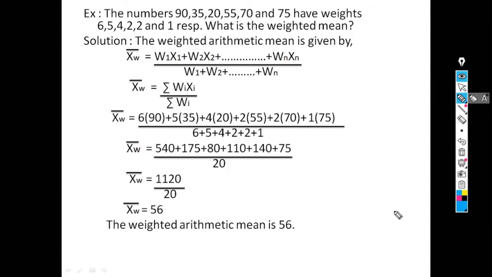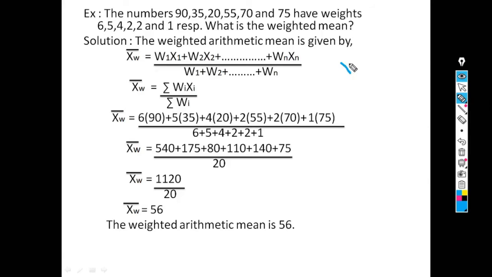For example, the numbers 90, 35, 20, 55, 70 and 75 have weights 6, 5, 4, 2, 2 and 1 respectively. What is the weighted arithmetic mean? Here we have to calculate the weighted arithmetic mean. The values of xi's and wi's are given.